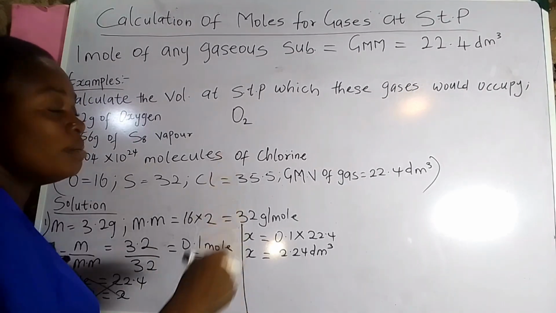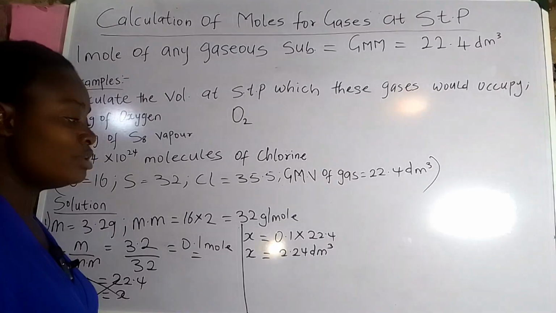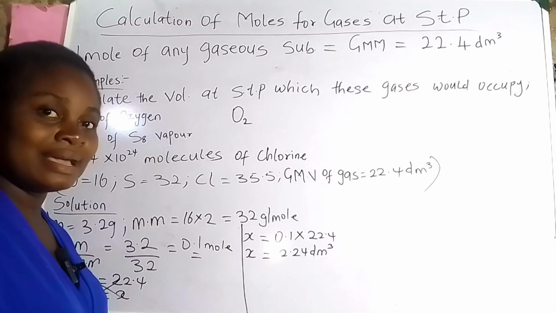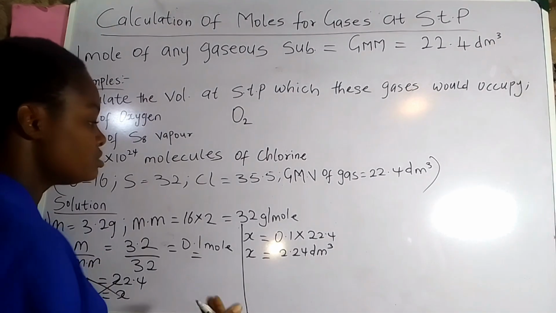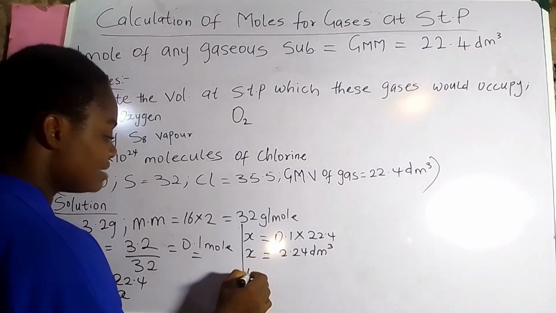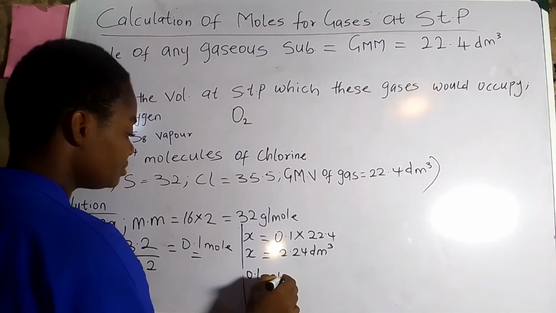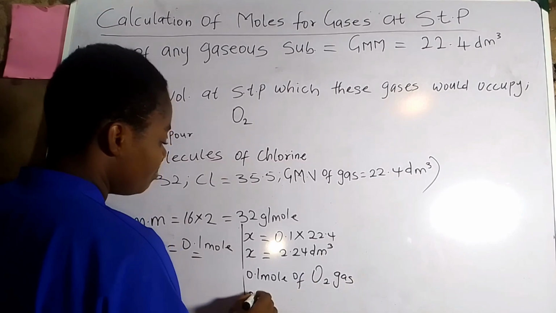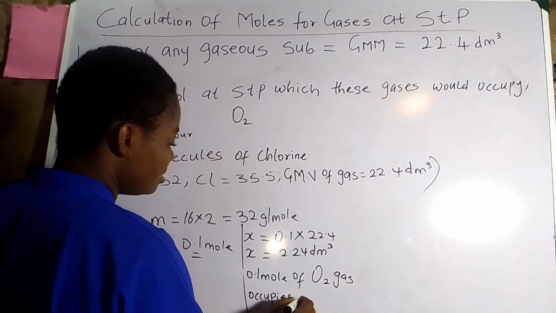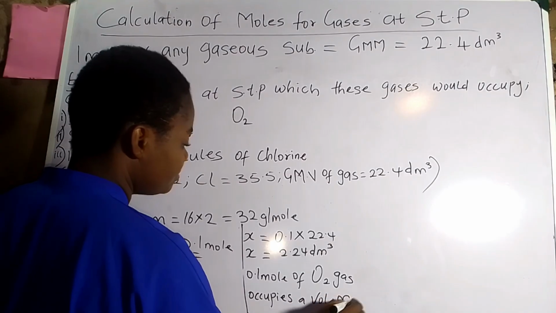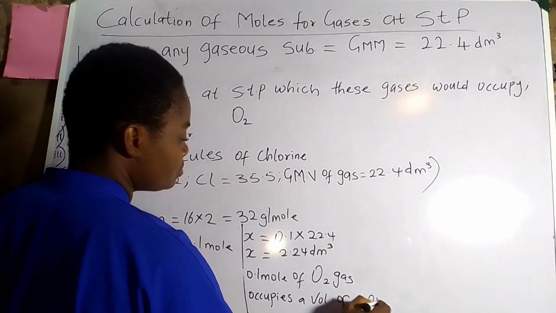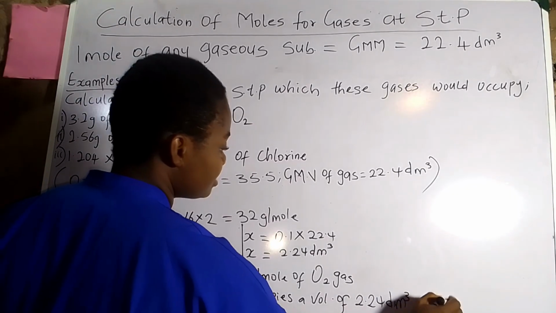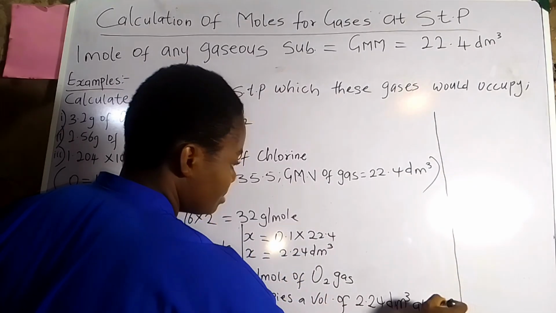This means that 1 mole of oxygen gas is occupying a volume of 22.4 dm³, but 0.1 mole of oxygen gas is occupying a volume of 2.24 dm³. So I can say that 0.1 mole of oxygen gas occupies a volume of 2.24 dm³ at STP. Beautiful, beautiful.